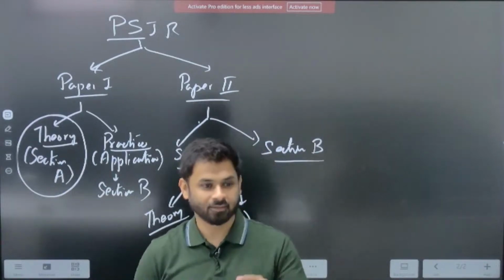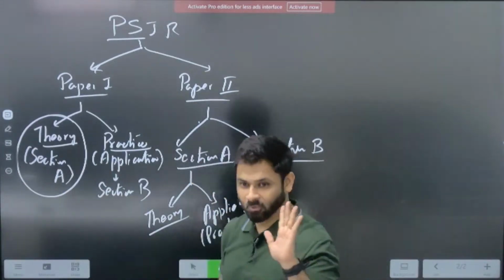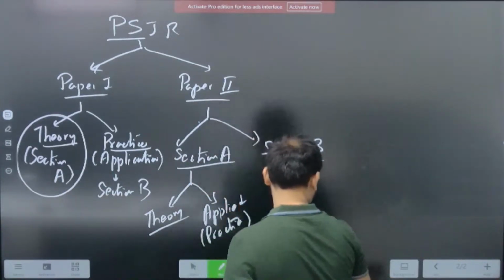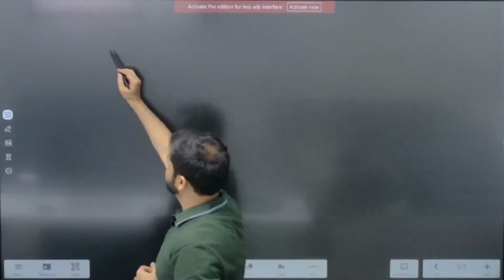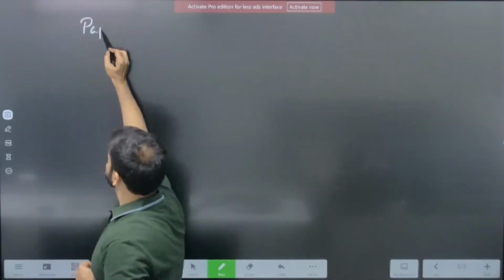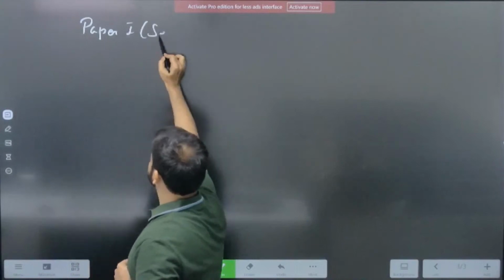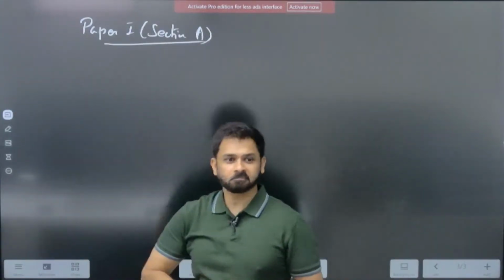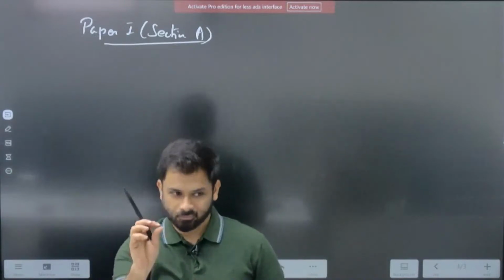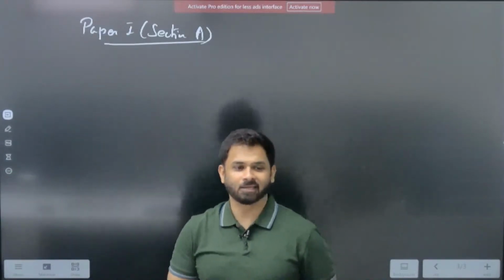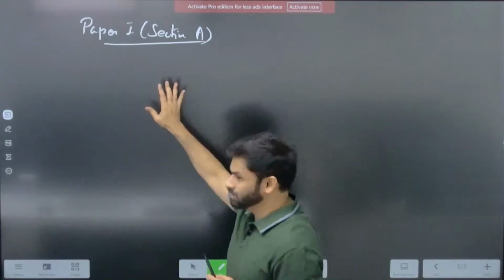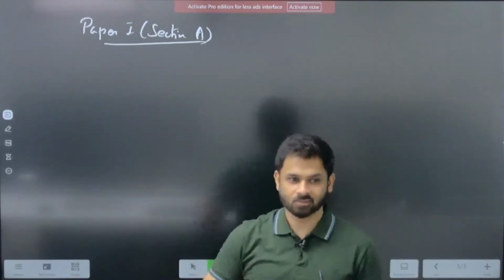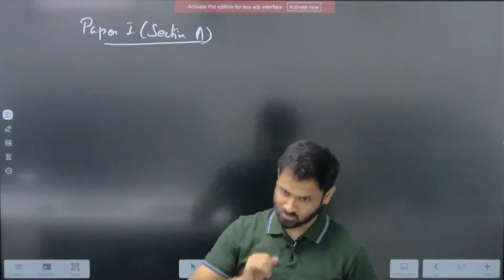Section A of paper 1. What is it all about? Let us see that. We are talking about paper 1, section A, whatever is given in the syllabus. Having known this framework, when you look at the syllabus, you will easily remember the syllabus also.